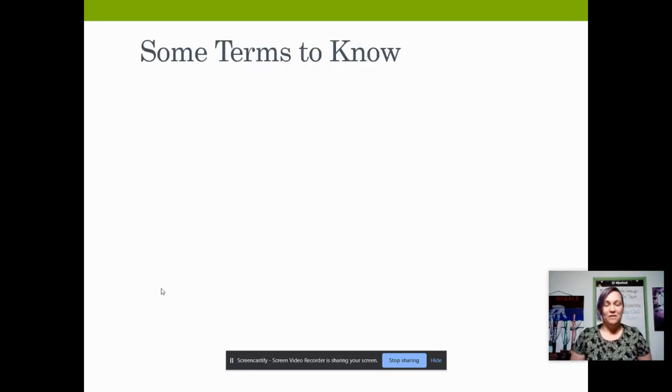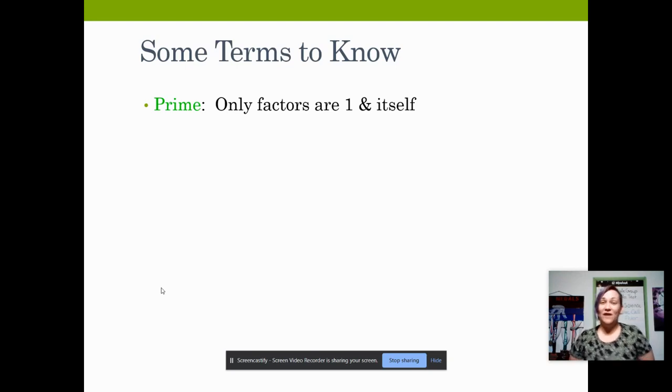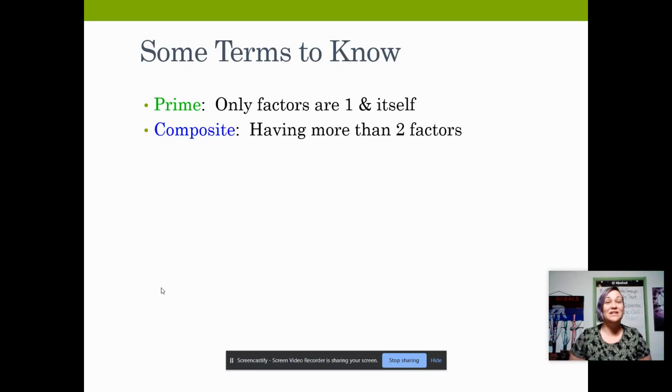Here are some other vocabulary words you need to know. A number or a polynomial is prime if its only factors are 1 and itself. So if you can't make that huge list, if your list of factors is just 2 numbers, then we call it a prime number. If you can get at least one more number, a third number, then it's called composite. So a composite number is something that has more than 2 factors. So 1, the number, and then at least one more factor, then it's composite.